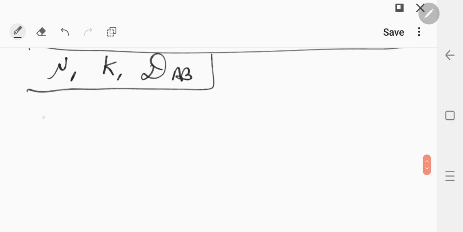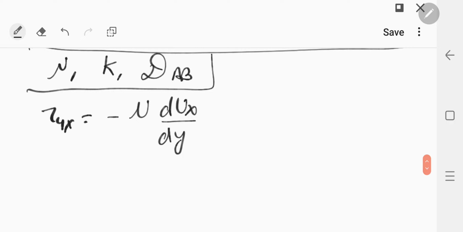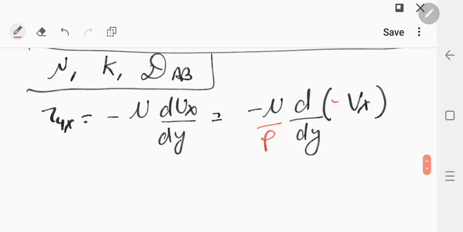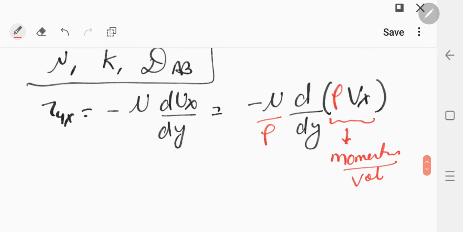Now, if you look at Newton's law of viscosity, that is tau yx, it's minus mu dvx by dy. Can I represent it as minus mu d(u) by dy, multiplied and divided by rho? Clear? So this term is nothing but your momentum per unit volume.